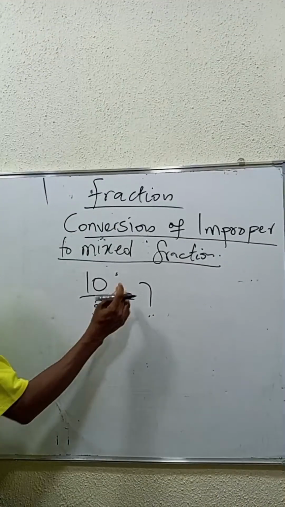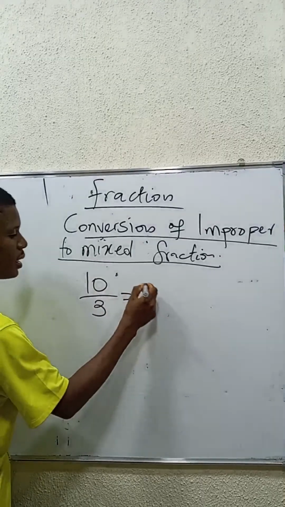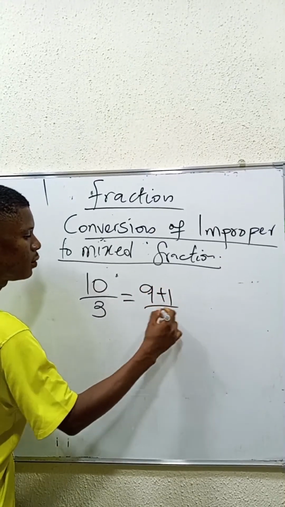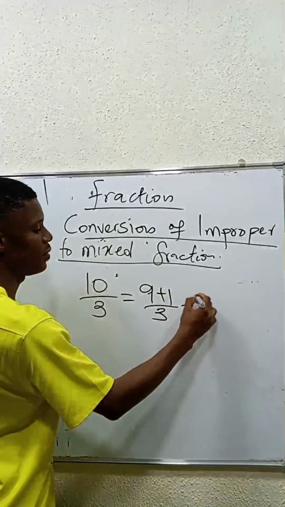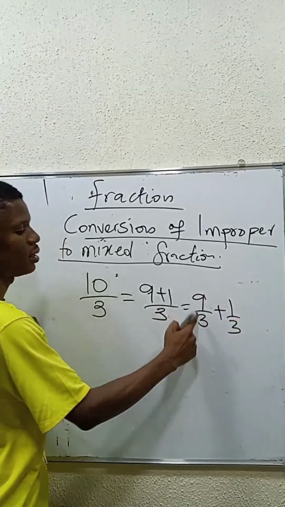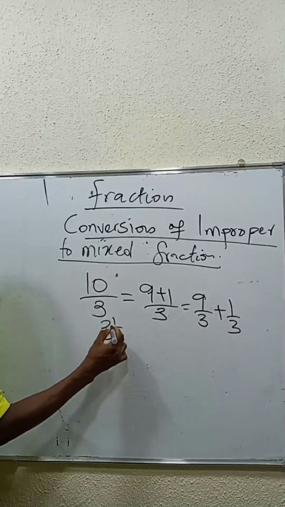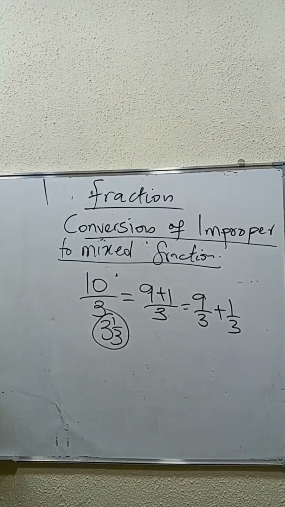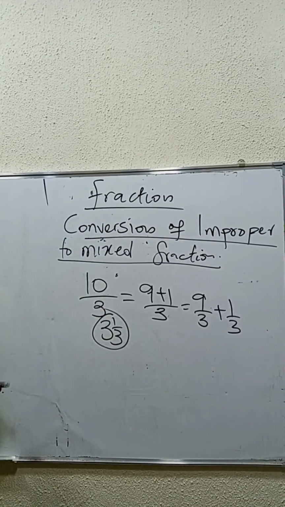You see that how many times can 3 go into 10? It can get 9, and 9 plus 1 over 3. Okay, 9 plus 1 is what? You have it as 9 over 3 plus 1 over 3. 9 over 3 is 3. You have it as 3 wholes 1 over 3. And that's the required answer. Okay, this is very easy. Let's look at the next one.